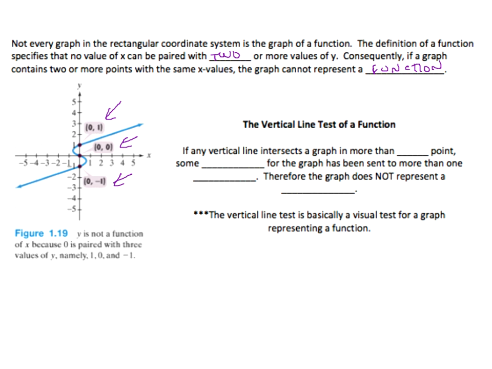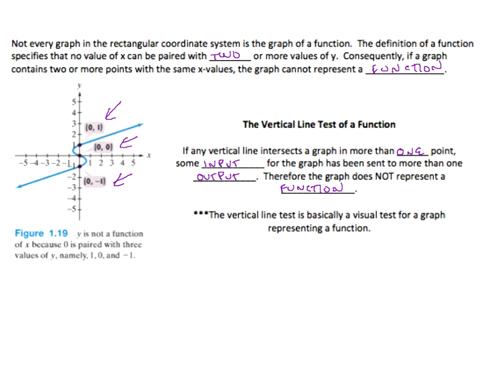That's what the vertical line test is. The vertical line test says if any vertical line intersects a graph in more than one point, some input for the graph has been sent to more than one output. Therefore, the graph does not represent a function. So the vertical line test is basically a visual test for a graph to see if it represents a function.